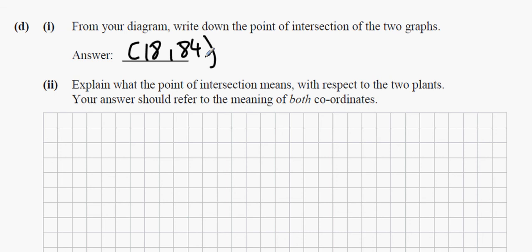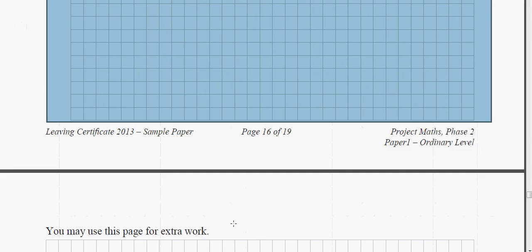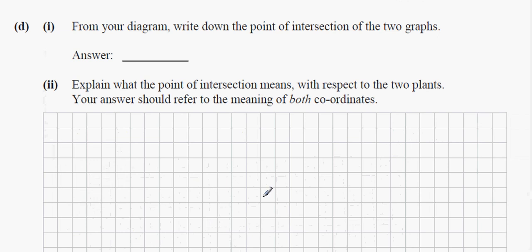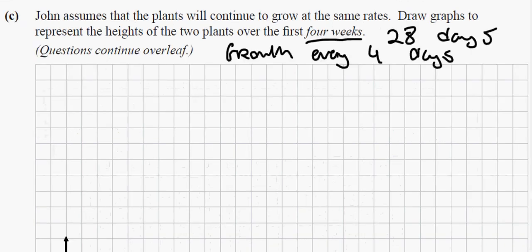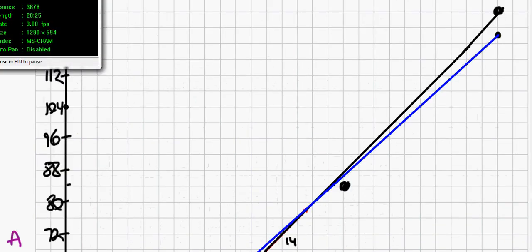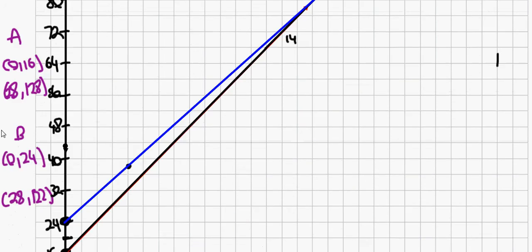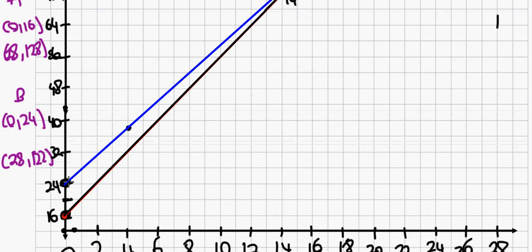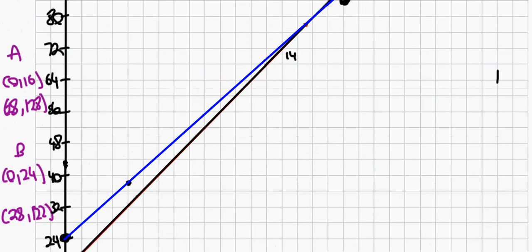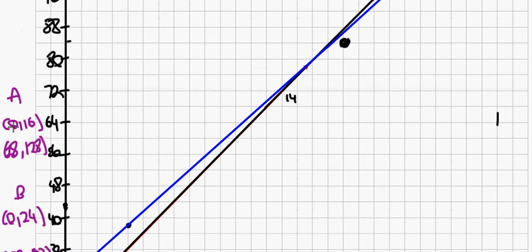Now, by the looks of it, my graph might have been slightly off, so I'm just going to have another look at my graph here. Okay, so we redrew this and we're looking for the point of intersection. So here's the graphs. The blue graph represents plant B, the black line represents plant A. We're going to figure out where they both intersect each other.